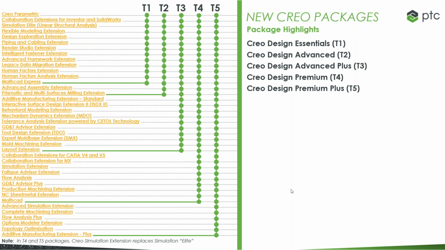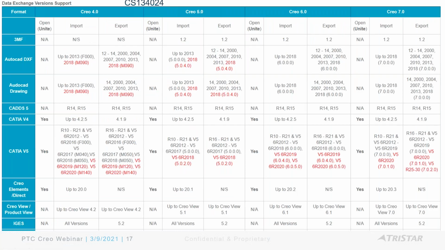So those are just on the licensing, and you might be interested to know what versions PTC currently supports when it comes to multi-CAD collaboration using Unite technology. So here's an article from PTC that I just grabbed before the presentation. You could always go to CS134024. If you search for that in the knowledge base, you will see the updated one.